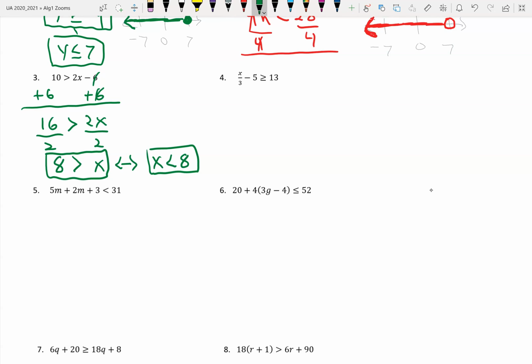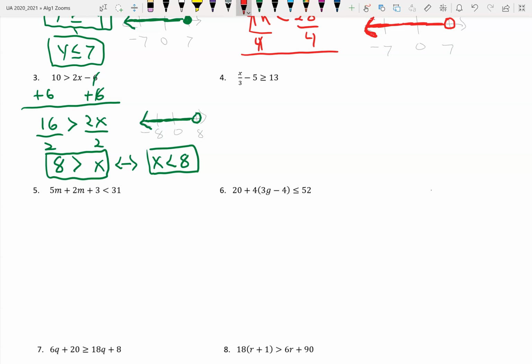To graph this inequality, zero in the middle, 8 on the left-hand side, one value. We want values less than. Again, empty point, shading values to the left. X is less than 8.